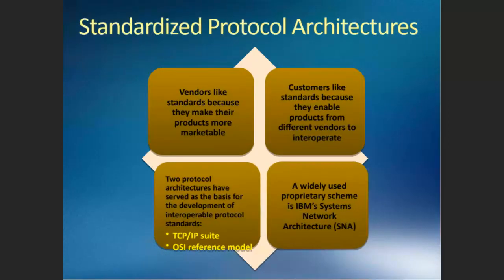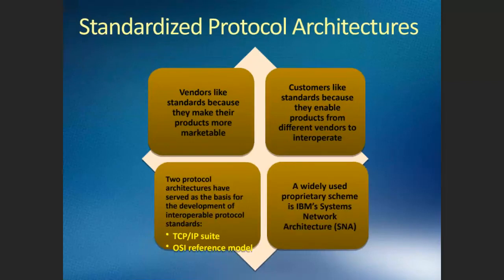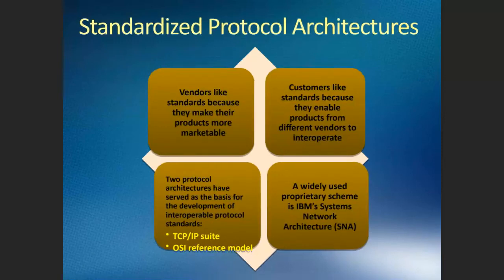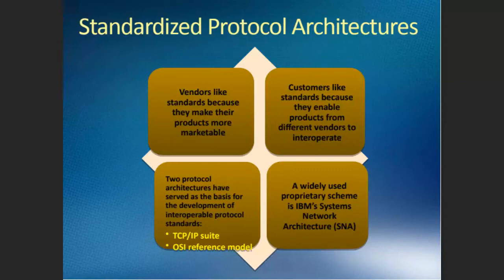Two protocol architectures have served as the most famous ones, TCP IP and OSI. A widely used proprietary scheme is IBM Systems Network Architecture. SNA was only for IBM. It's proprietary to IBM.